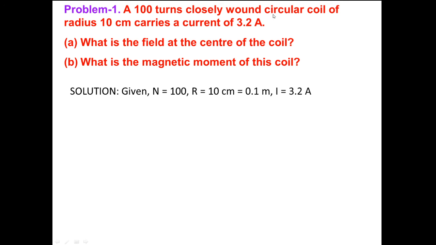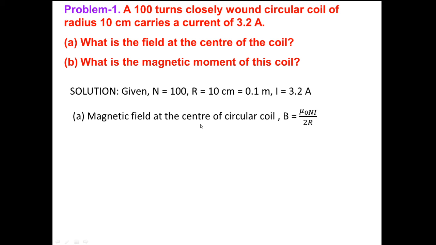A 100 turns closely wound circular coil of radius 10 cm carries a current of 3.2 ampere. What is the magnetic field at the center of the coil? What is the magnetic moment of this coil? Here given N equal to 100, R equal to 10 cm, it is 0.1 meter, and current I is 3.2 ampere. We know the magnetic field at the center of a circular coil is B equal to mu naught N I by 2R.